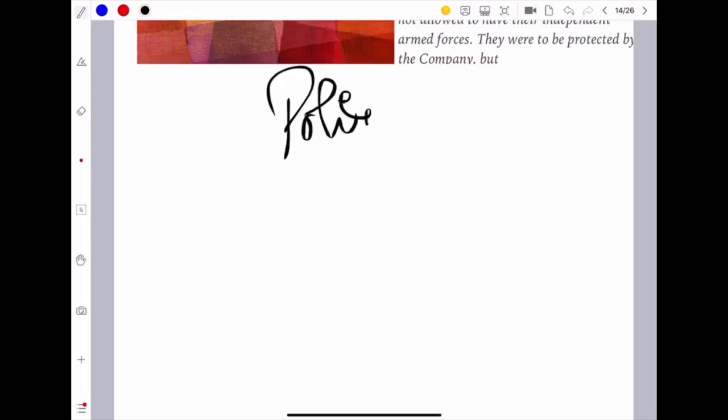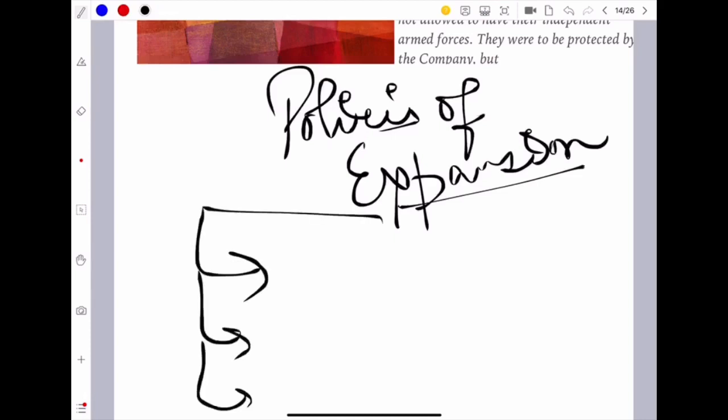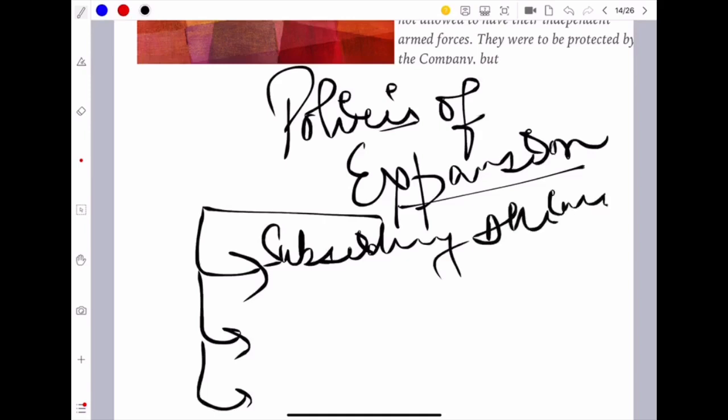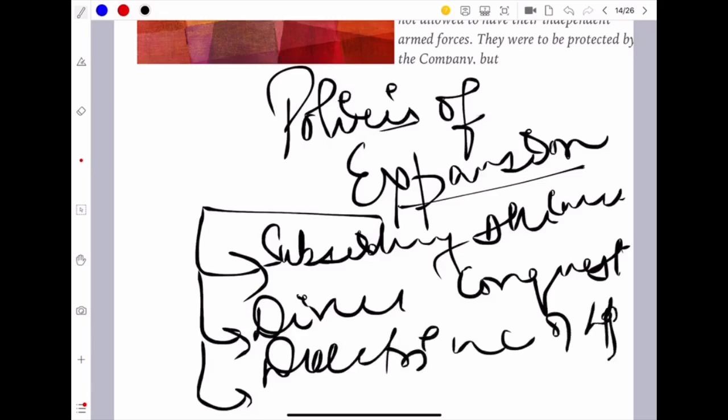There were three policies of expansion by the British East India Company. Number one I have is my subsidiary alliance. Number two I have is my direct conquest. After this, I have the doctrine of lapse. So basically in this chapter, we'll be studying these three policies in detail.